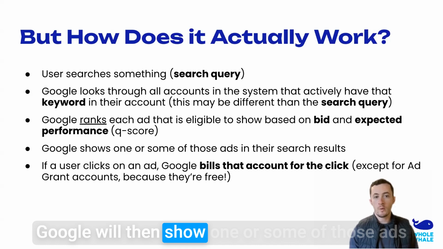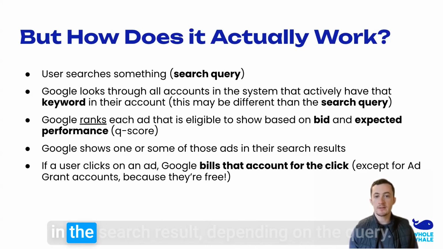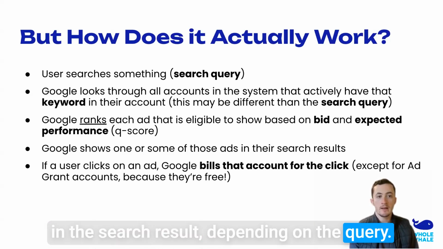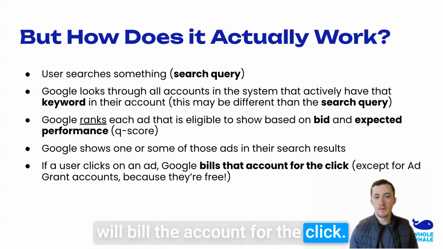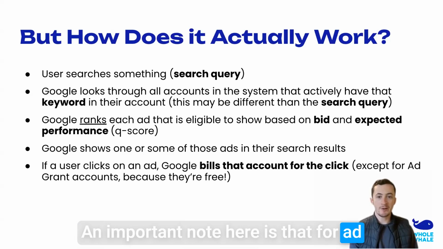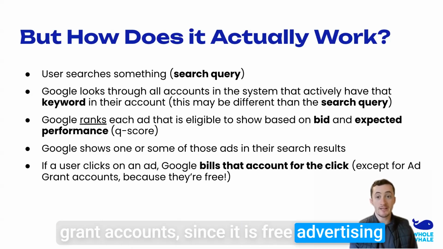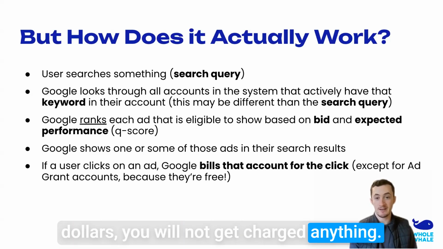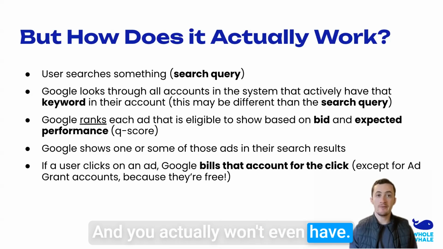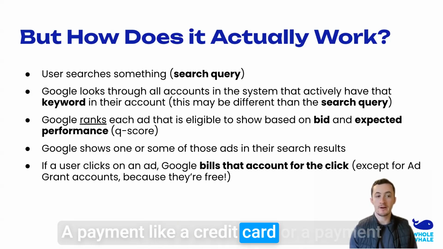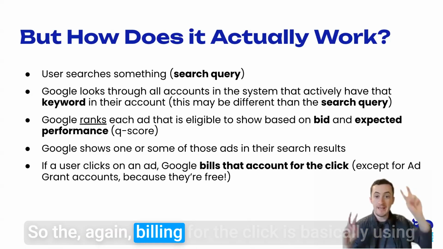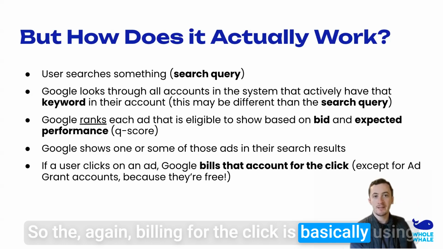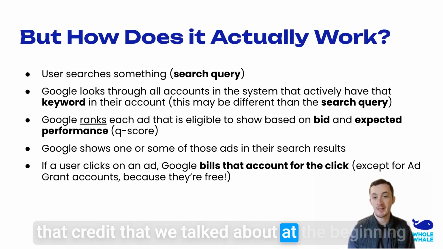Google will then show one or some of those ads in the search result, depending on the query. And if a user clicks on the ad, Google will bill the account for the click. An important note here is that for ad grant accounts, since it is free advertising dollars, you will not get charged anything. You won't even have a credit card or a payment system linked to your ad grant account. So again, billing for the click is basically using that credit that we talked about at the beginning.